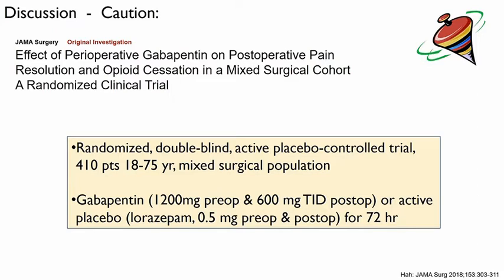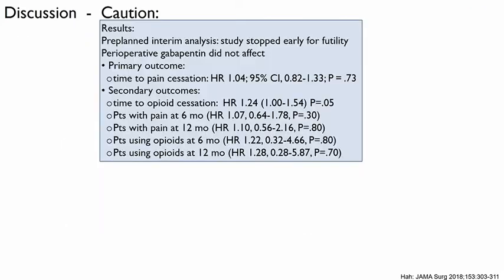Methodologically, this is a spectacularly good study, because all the gabapentin studies that compared to placebo were biased because anybody that got gabapentin wasn't blinded because they were half asleep. They knew that they got the drug. So this used an active placebo of lorazepam so that everybody was half asleep. So they had primary outcomes, they had secondary outcomes, and they had pre-planned interim analyses. And it turned out that this study was stopped early because of futility.